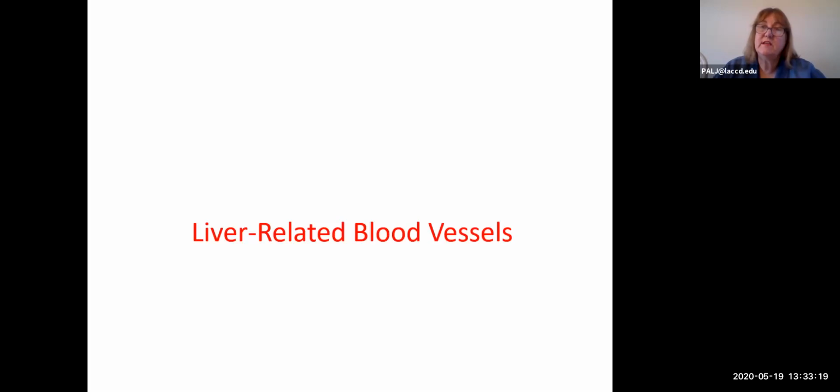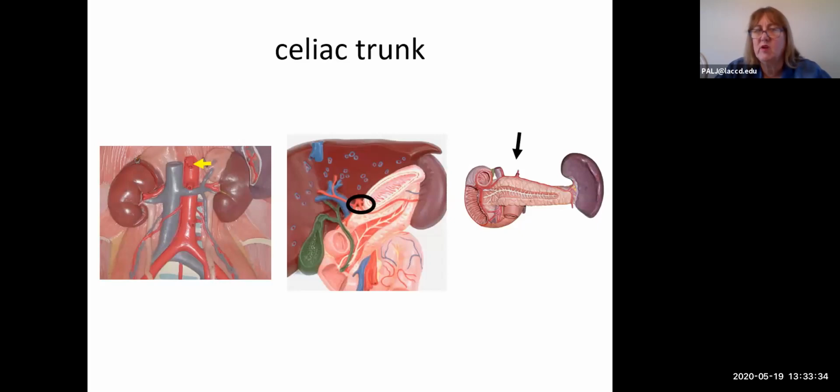Welcome back to this last video of the digestive system, where we are going to be talking about blood vessels related to the liver. So blood vessels bringing blood into the liver and draining the liver. To understand that, we have to start with arterial blood from the abdominal aorta.